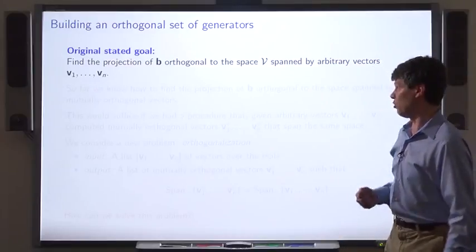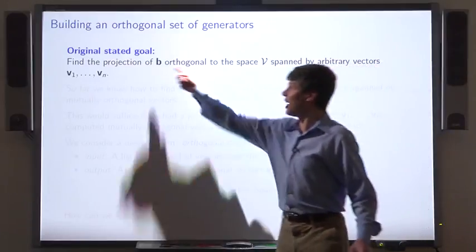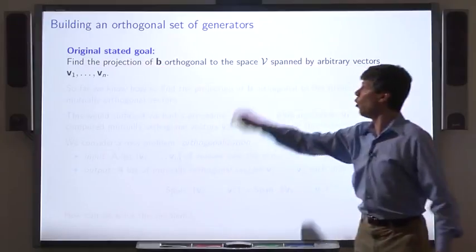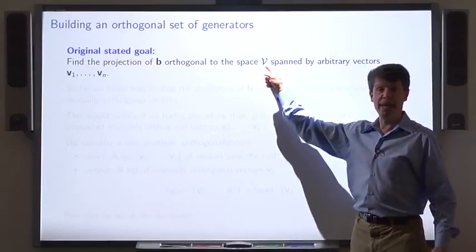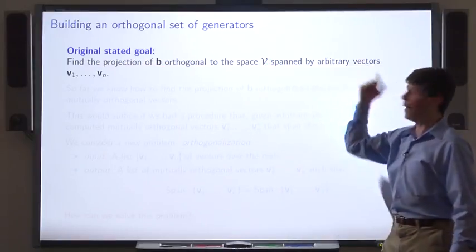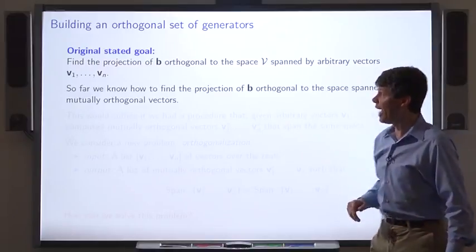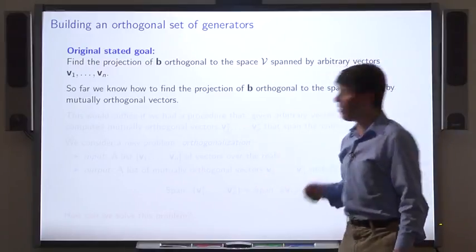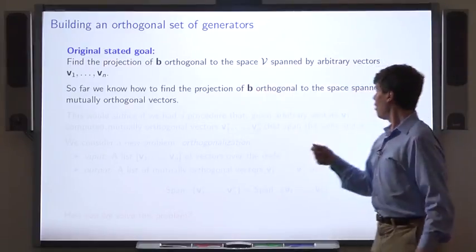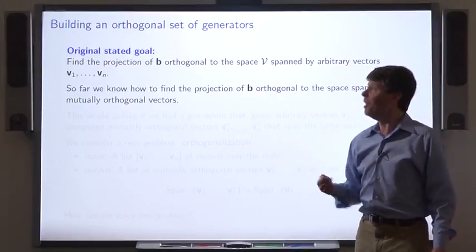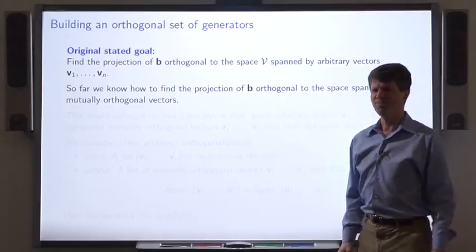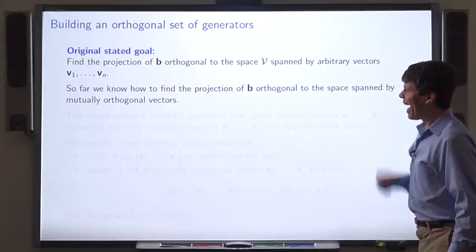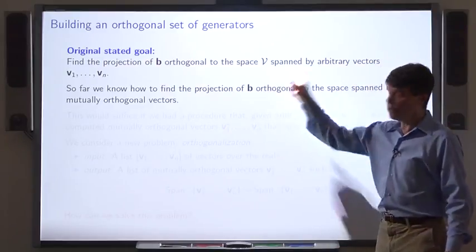Now recall our original goal was to find the projection of a vector b orthogonal to a vector space V spanned by some arbitrary vectors. And all we've been able to do so far using project_orthogonal is find the projection of b orthogonal to the space spanned by mutually orthogonal vectors. So how are we going to go about solving this original problem?